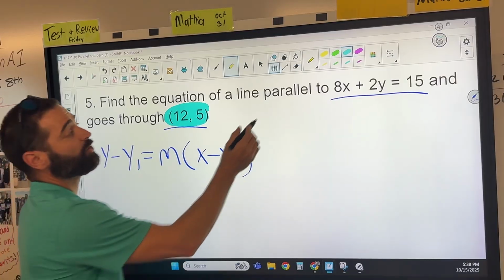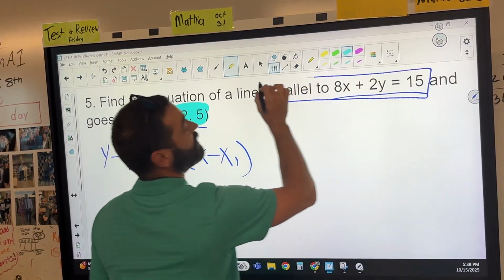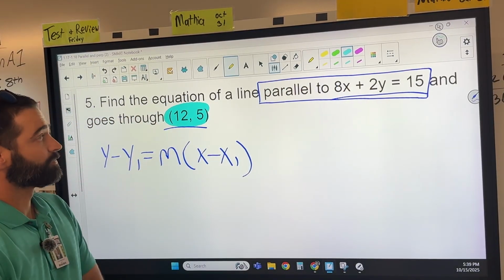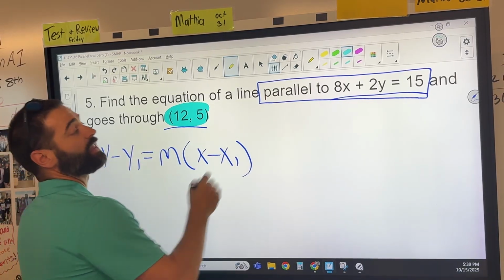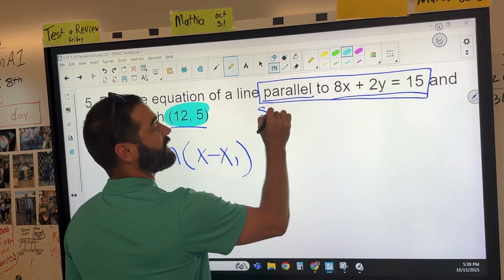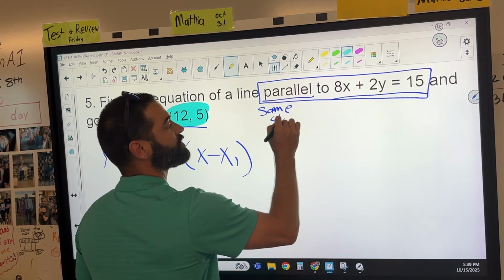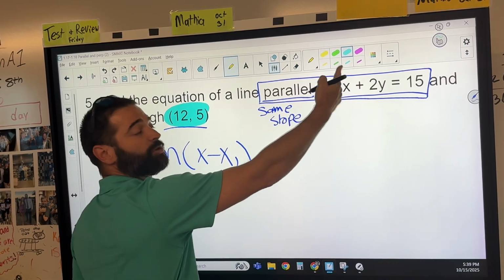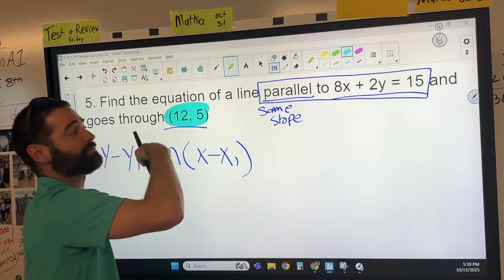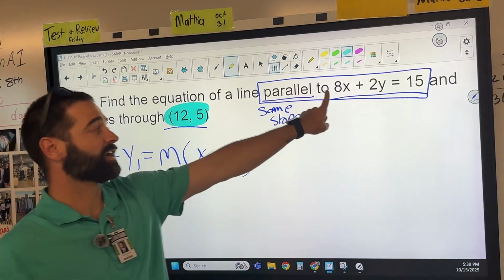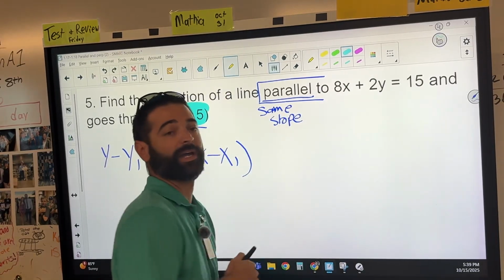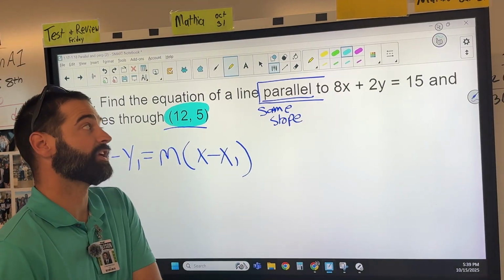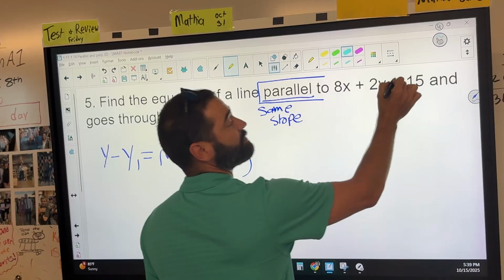They don't give us a slope, but they give us the clues so that we can find the slope on our own. If our line has to be parallel to that line, we should know that parallel means same slope. So if I know the slope of this line, my line has to have the same slope. So that's our first thing here, is to find the slope of this line. To do that, we're going to put it into y equals mx plus b form. That's the only way we know the slope, is to have it in y equals mx plus b.